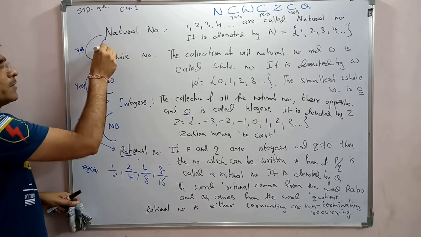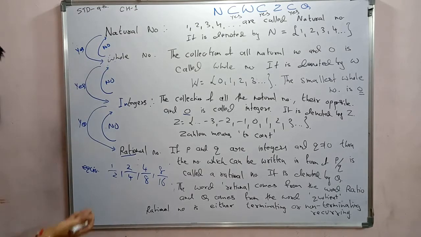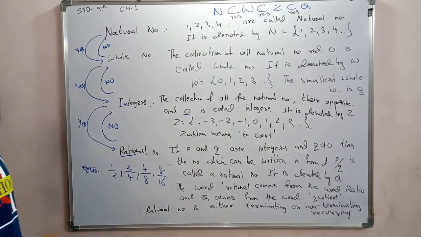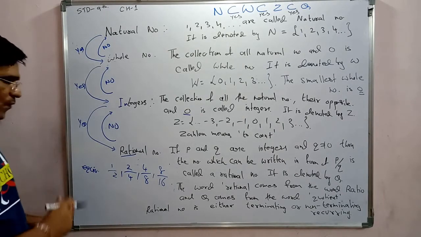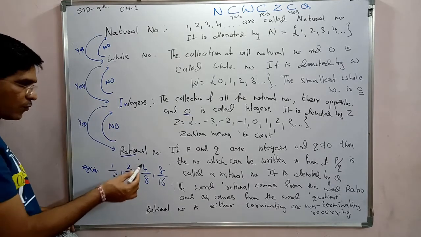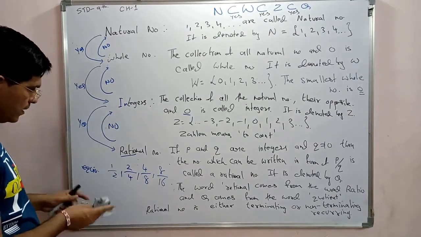Every whole number is a natural number, we can say no. Now we go further, that is rational number but equivalent. So in rational number we can go further. One is called equivalent rational number. So 1 by 2, 2 by 4, 4 by 8, 8 by 16. We can say it is equivalent rational number.